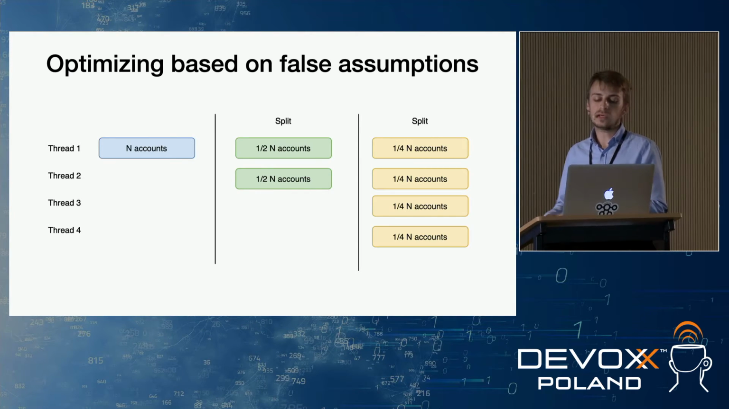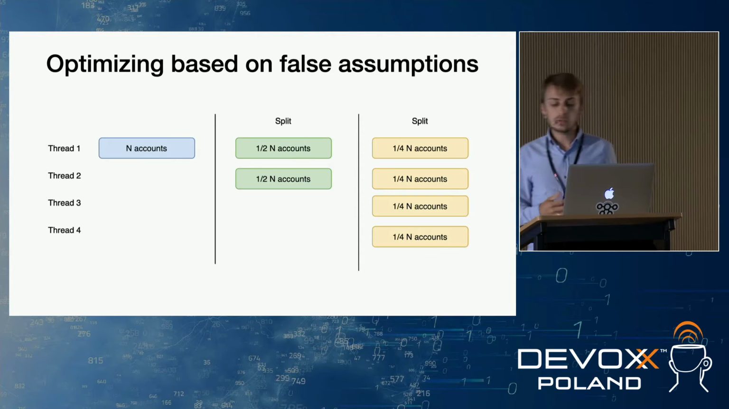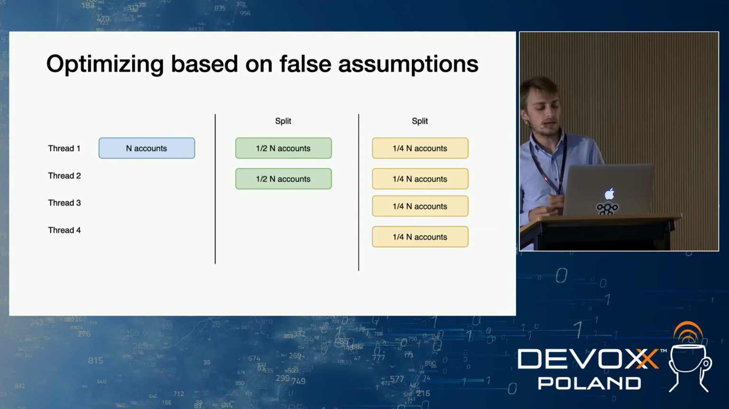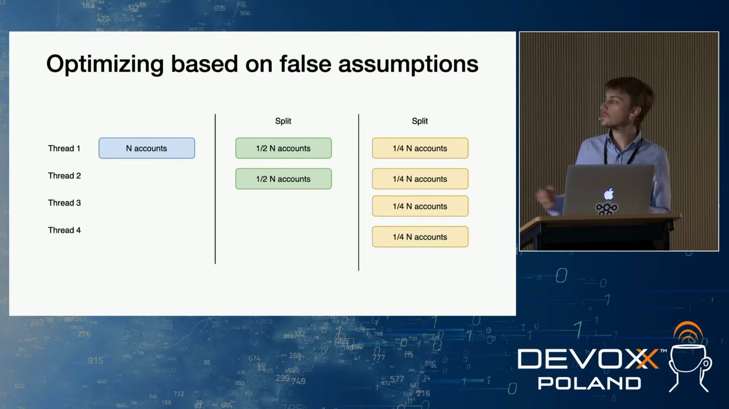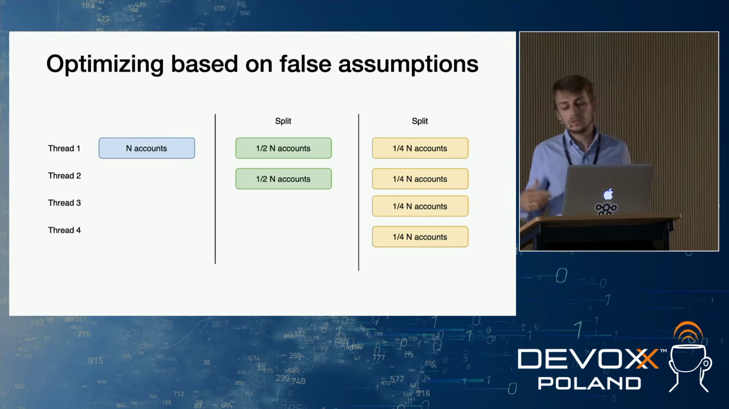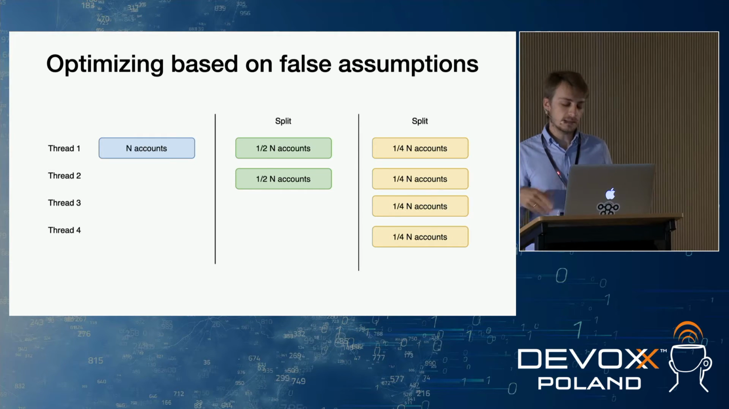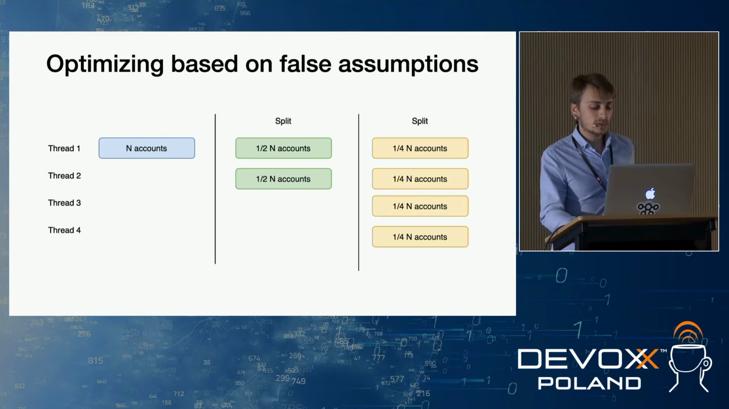Secondly, our code should do another split because not all threads are utilized. And the work will be split into quarters of n accounts. And at this point, every thread will be able to start the actual processing. The split phase should split the accounts into as many parts as there are available cores or threads.